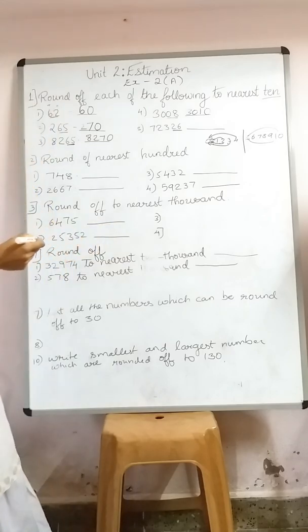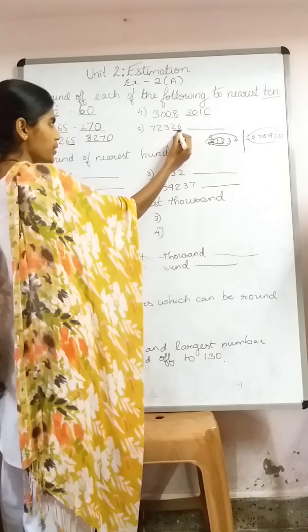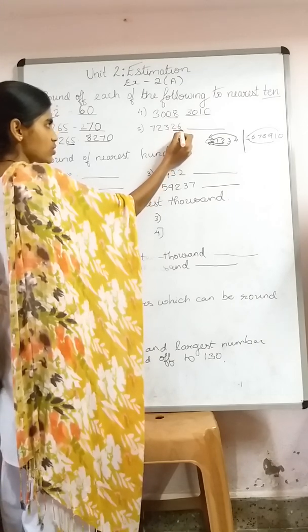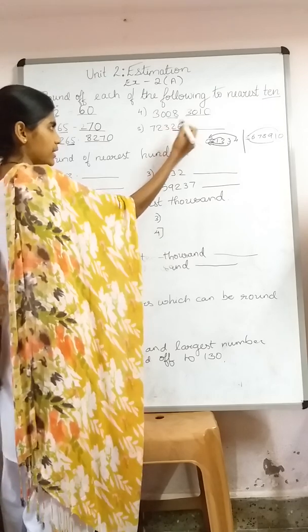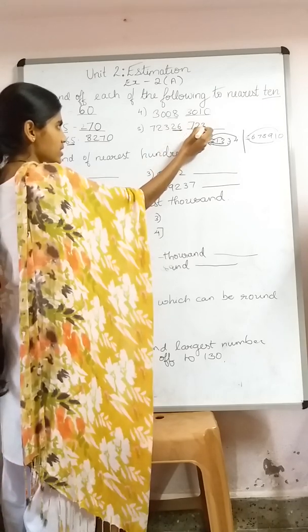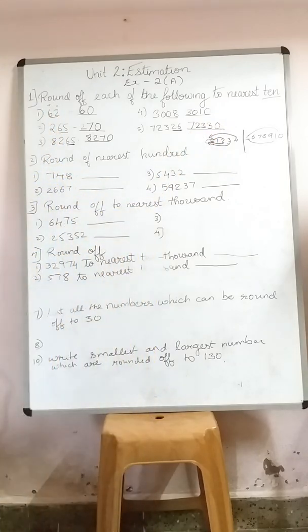Did you understand? Now here there are 2 digits, children. What should you do? Here in the ones place you see 6. If it is more than 5, what should you do? Add 1 here, and keep the other digits as they are. Did you follow? Rounding off to the nearest 10.